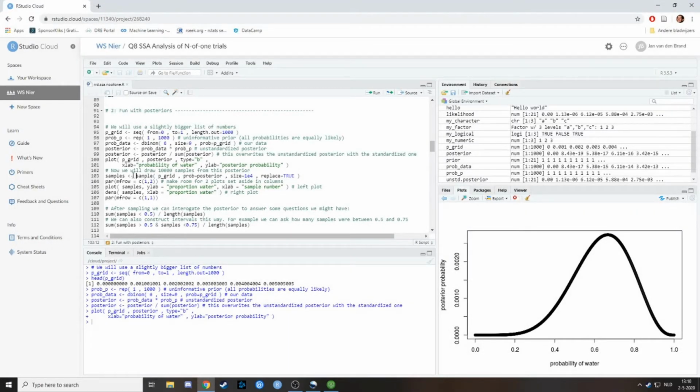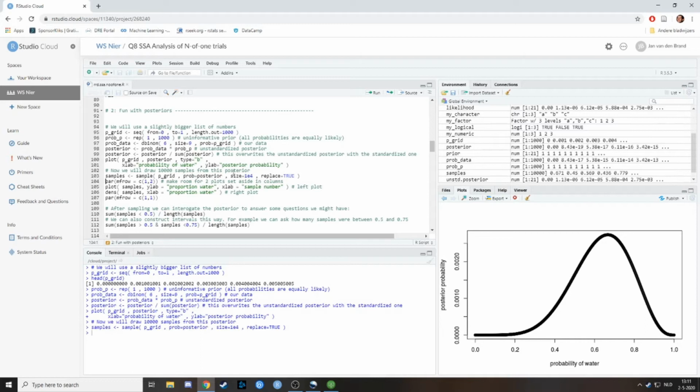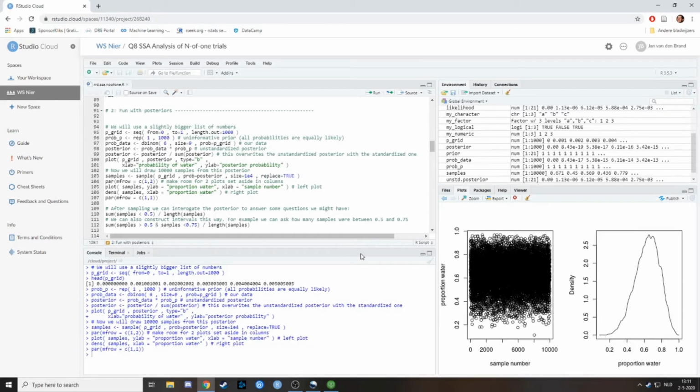Now we're going to do something that's a little different. Instead of using the entire posterior, like we did when we had only 21 values, we're going to sample from the posterior. Out of this posterior of 1,000 possible values, we're going to sample 10,000 values. And we can only do this if we sample with replacement. Now I'm going to make a plot and put these side by side.